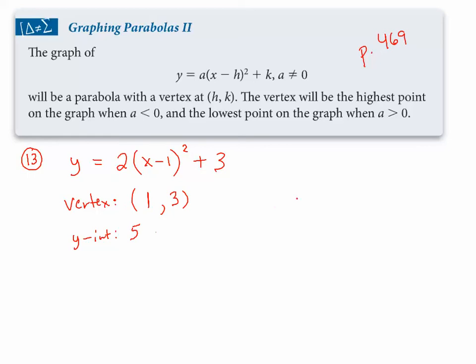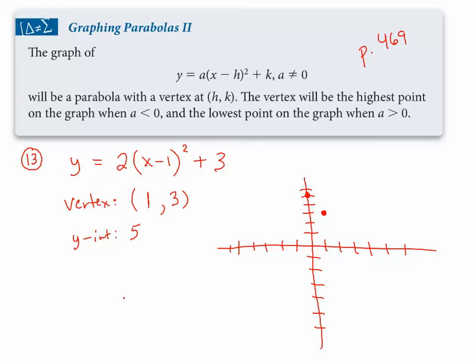Now, can we graph this? I think so. Let me make a little makeshift graph over here real quick. 1, 2, 3, 4, 5, 6. Okay, vertex is at 1, 1, 2, 3. Ding, ding, ding. Y-intercept is 5. Oh, okay, well, 1, 2, 3, 4, that's right here.